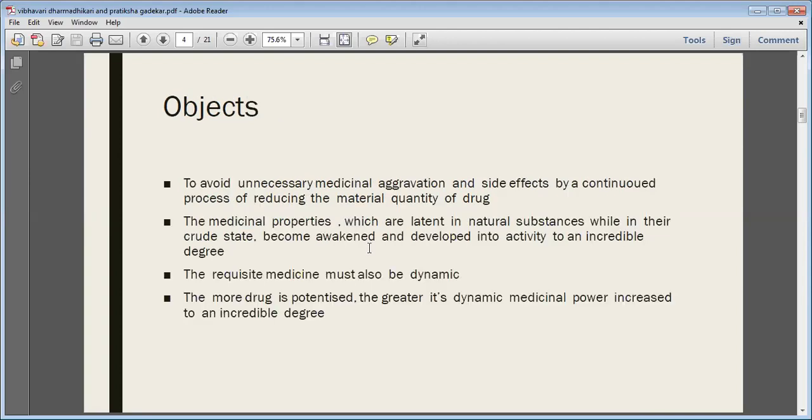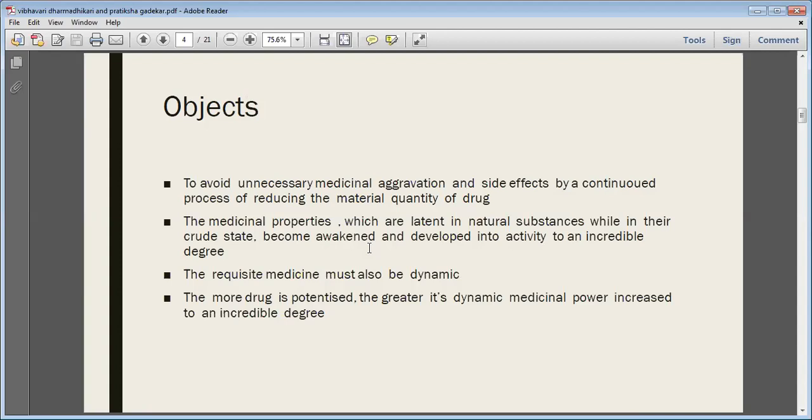So, what are the objects of potentization? To avoid unnecessary medicinal aggravation and side effects by a continued process of reducing the material quantity of a drug. Yesterday, in the scales of potentization and in the 50 millesimal scale also, we have seen the three types of aggravation: homeopathic aggravation, medicinal aggravation, and disease aggravation.